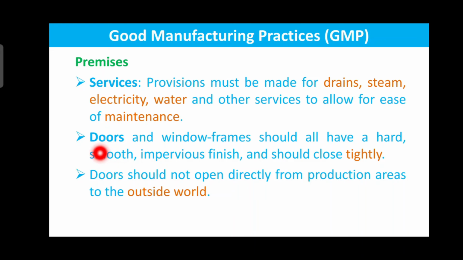Then doors also, how they are to be fitted, how they are to be opened, inside, outside, positive pressure, all that is mentioned, not just for the doors, even for the windows. Of course, generally in the manufacturing processes, within the production area, you will never see windows. You will never see doors even. So doors and window frames should all have a hard, smooth, impervious finish and should be closed tightly. Doors should not open directly from the production areas to the outside world.